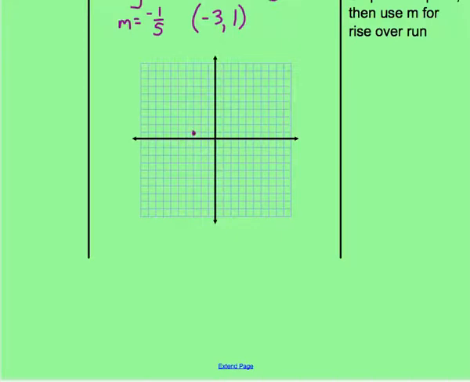And then from there, I'm going to use my rise over run, -1/5. So I'm either going to fall 1 and go to the right 5. And I can do that again to use the whole graph. Or we can rise 1 and run to the left 5. Make sure your line has arrows on the end.